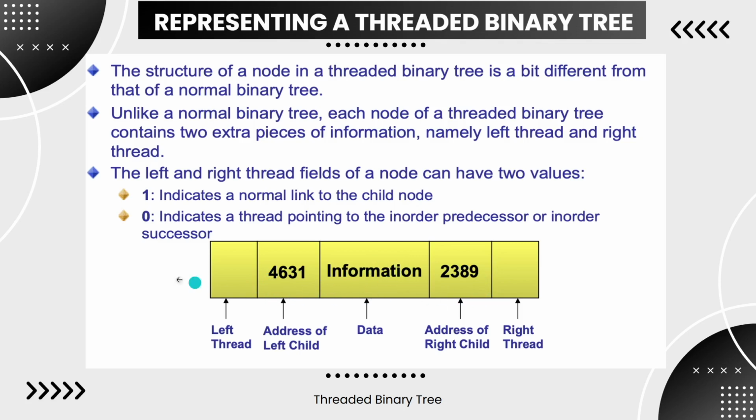So, here in addition we have two flags to denote whether it is a thread or not. You have two fields named left thread and right thread, and they may take up two values, either 1 or 0. If it is 1, it indicates that it is a normal pointer, which means it is a pointer to a child node. If it is 0, it refers to a thread, and so if it is on the left side it would point to the predecessor, if it is on the right side it would point to the successor. So, that is the change in the node structure with respect to a threaded binary tree.